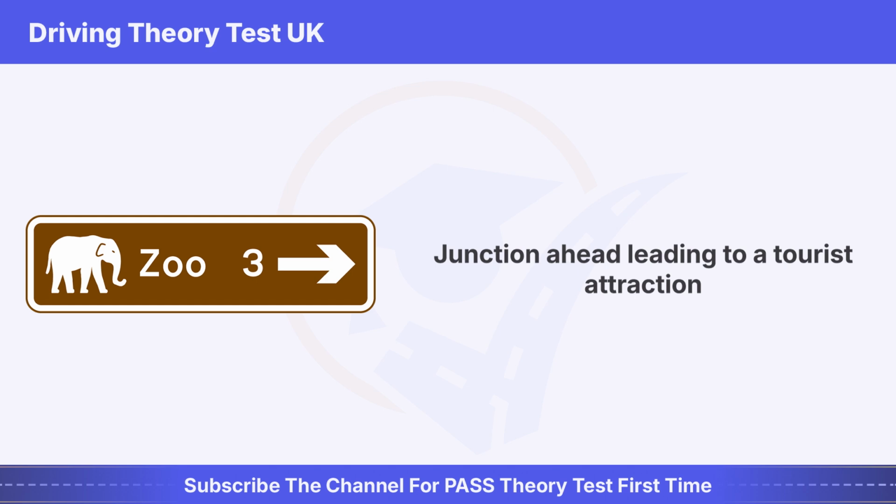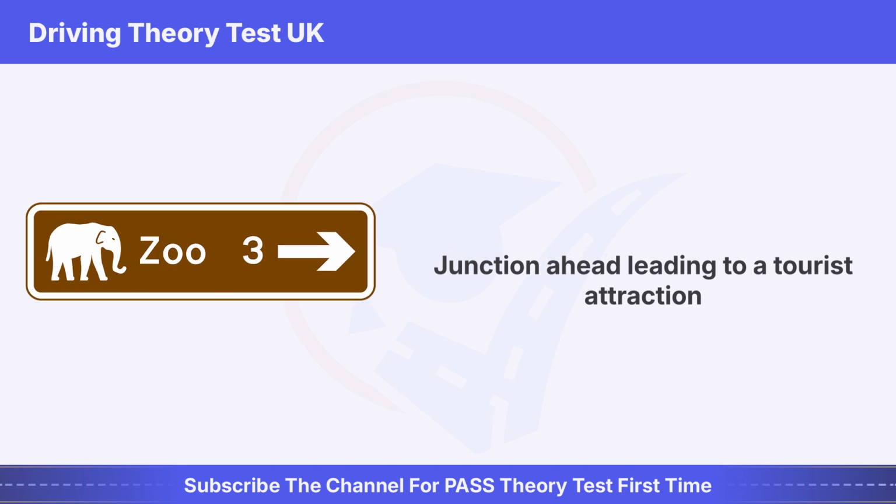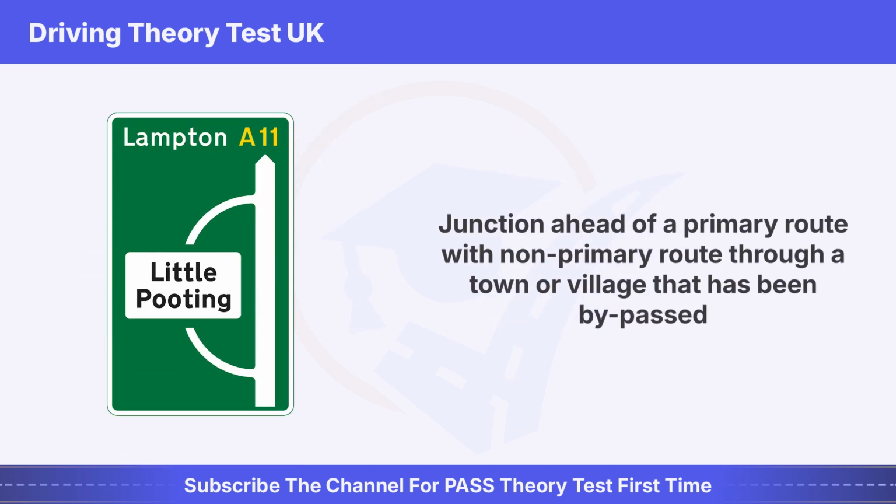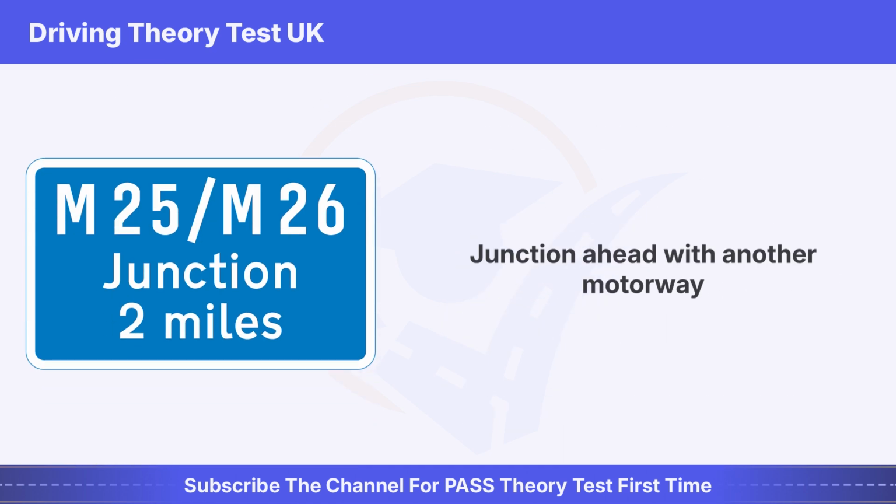Junction ahead leading to a tourist attraction. Junction ahead leading to route advised for goods vehicles. Junction ahead of a primary route with non-primary route through a town or village that has been bypassed. Junction ahead with another motorway.